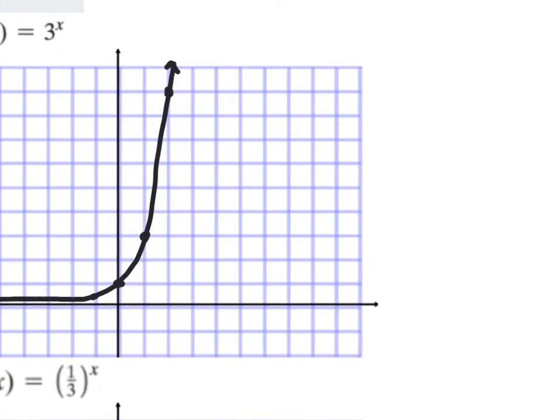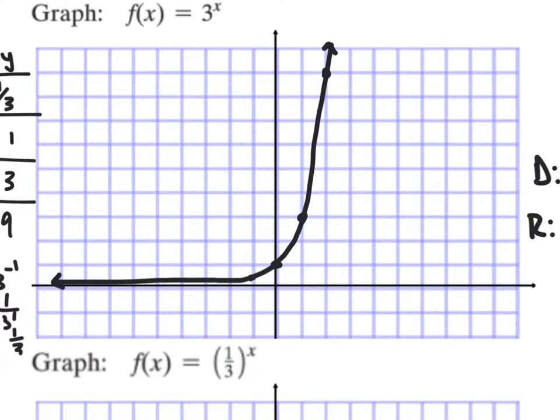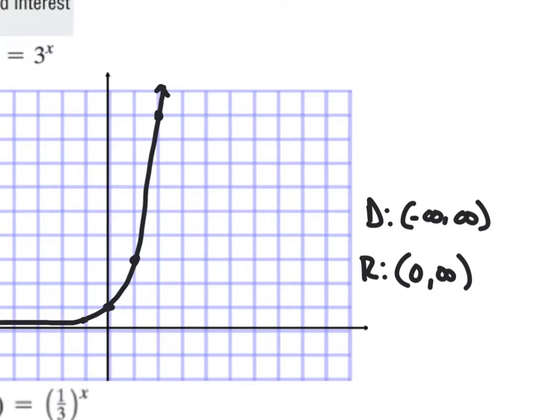Now what I want to do here real quick is talk about my domain and range. My domain of this graph is going to be -infinity to +infinity, or all real numbers. My range, though, is going to be the values from 0 to +infinity. Whenever we plug in any x value, we're going to get a positive number. The reason is this: if I plug in a negative number, 3 to the -1, all that's going to do is put 3 in my denominator, and I'm going to get 1/3. So that's our domain, that's our range.